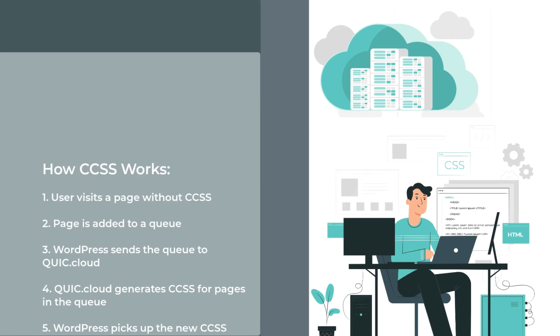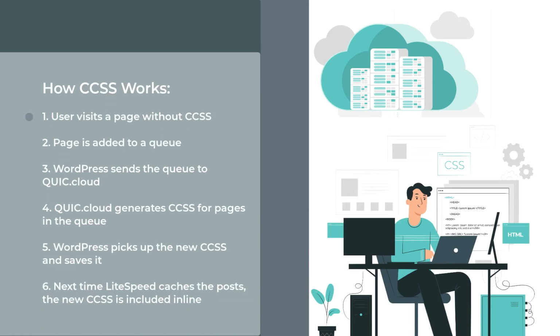Let's assume you have CCSS per URL set to Off, which is the default. Here's how CCSS generation would work. When a user visits a page on your site, if that page's post type does not yet have CCSS calculated, the page is added to a queue. Periodically, the WordPress cron sends the queue to QUIC.cloud. QUIC.cloud processes each of the pages in the queue and generates CCSS for them. QUIC.cloud notifies WordPress that there is new CCSS ready. The cron picks up the CCSS and saves it.